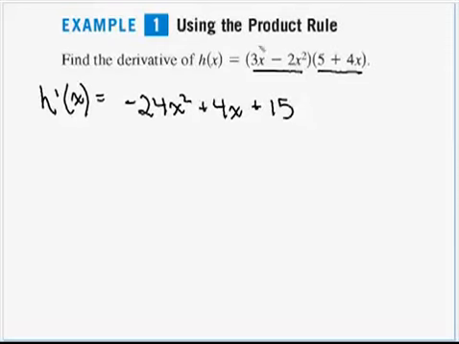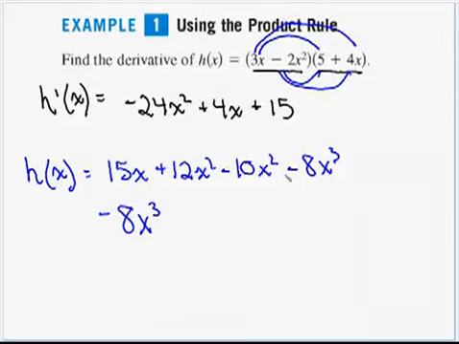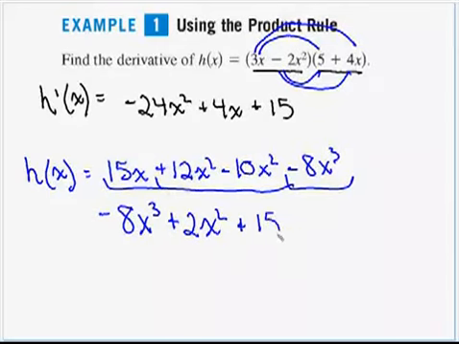Or there's another way here. We can get by without using the product rule. From the very get-go, we could have foiled this out. So our h of x, I'm just going to FOIL here, is 15x plus 12x squared minus 10x squared and minus 8x to the third. And I can combine, I'll put my leading term, my third power, negative 8x to the third. My squareds, I'm going to leave that with a plus 2x squared. And then we have our 15x plus 15x.